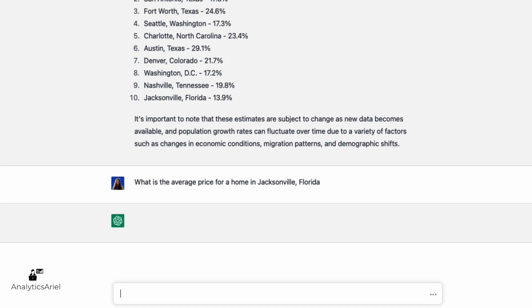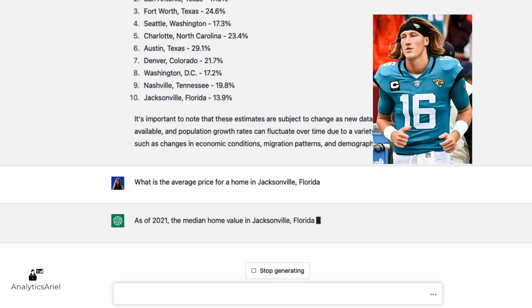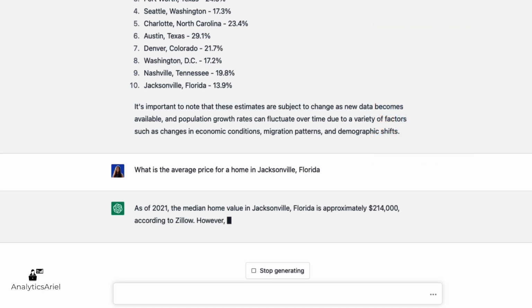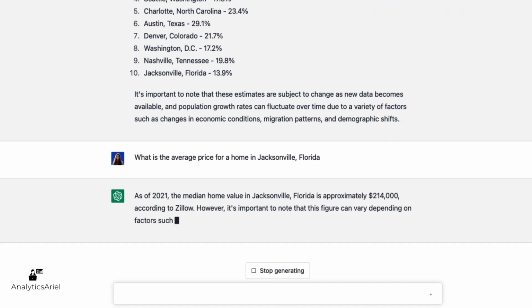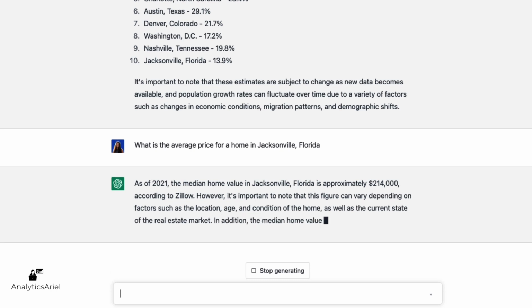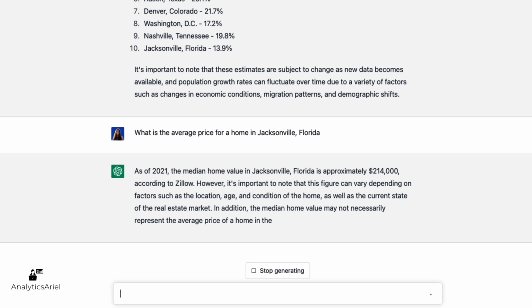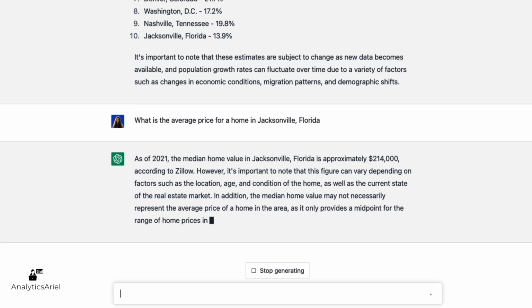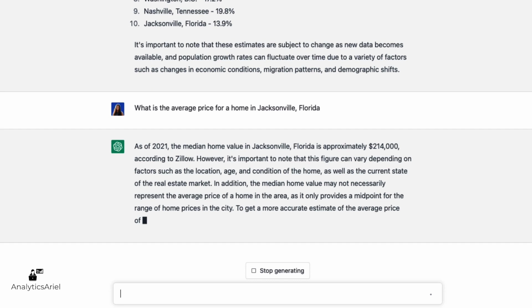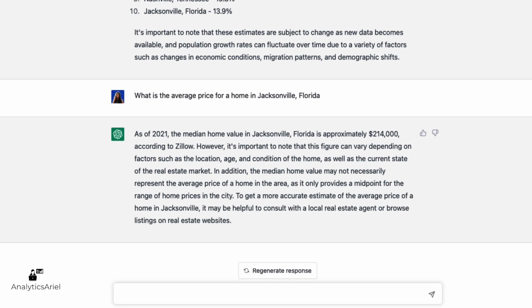Jacksonville is a city on the east coast of Florida. And it's really growing. It has its own football team as well. So it says here, ChatGPT, that the median home value in Jacksonville, Florida, as of 2021 is $214,000, according to Zillow. However, these values can change based on factors such as location, age, and condition of the home. In addition, the median home value may not necessarily represent the average price of a home.